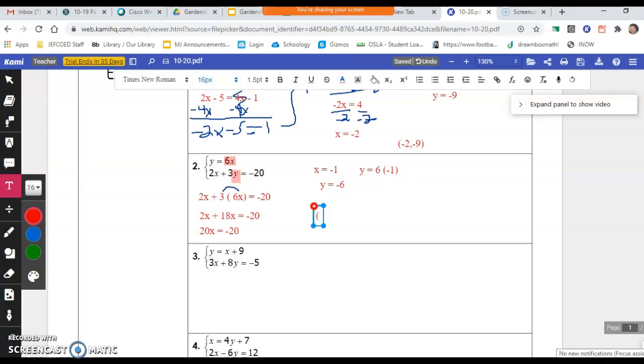You have one solution for x and one solution for y. It can't be anything else. If you were to graph that, what type of line would it be? Intersecting. Good. So, negative 1, comma, negative 6. All right, y'all good with that? All right.